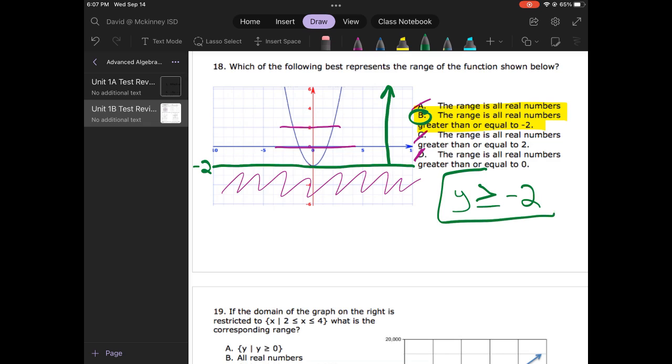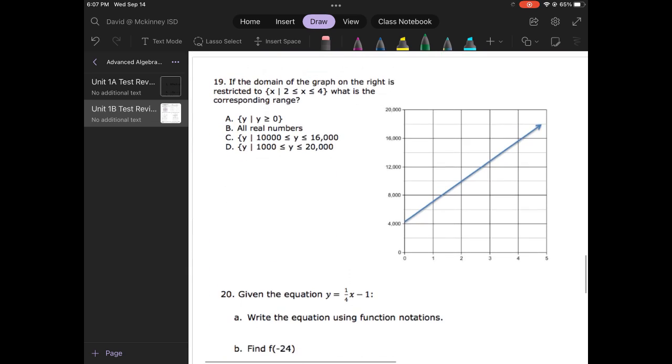Let's take a look at number 19 next. If the domain of the graph on the right is restricted to the set of all x such that 2 is less than or equal to x is less than or equal to 4, what is the corresponding range?